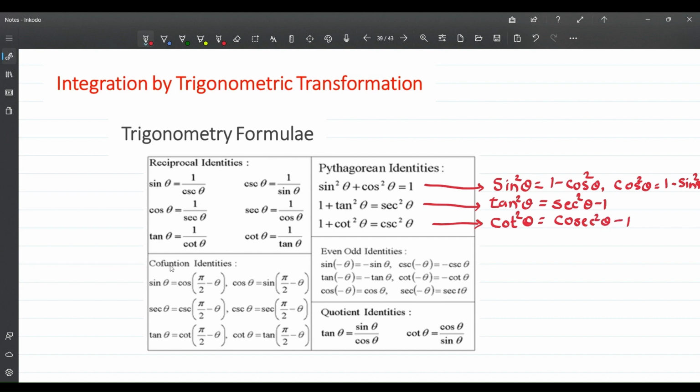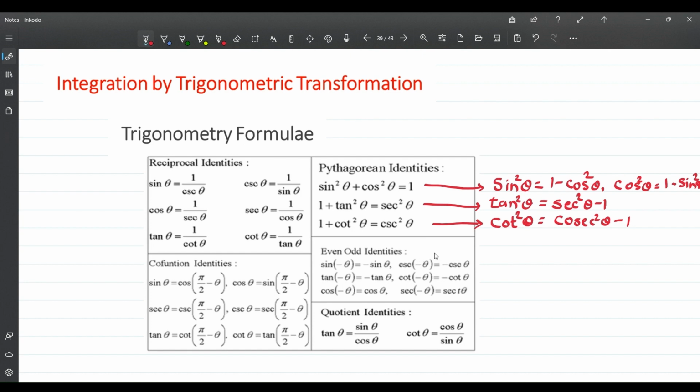Okay. Next one, co-function identities means what? Sin theta is equal to cos pi by 2 minus theta. Similarly, cos theta is sin pi by 2 minus theta. Similarly, sec and cosec, tan and cot. These are the co-function identities. Co-function identities are sin with cos, tan with cot, and sec with cosec. Okay, so you can see here.